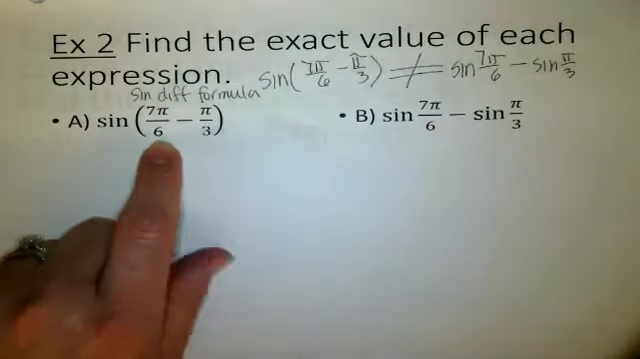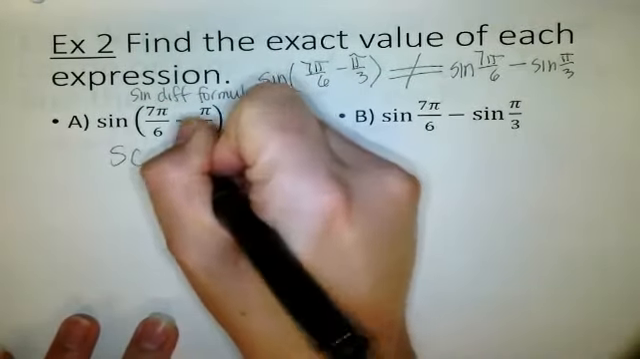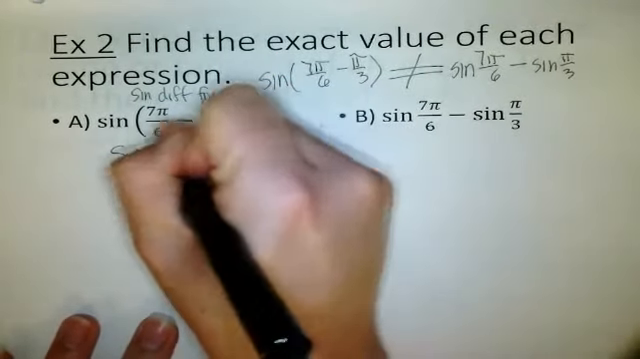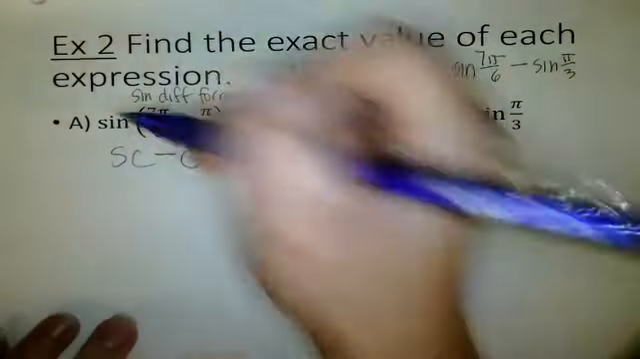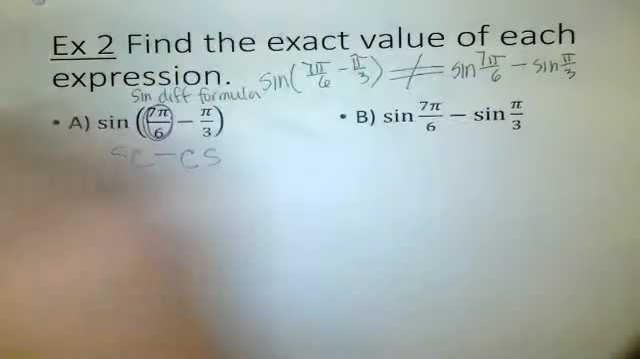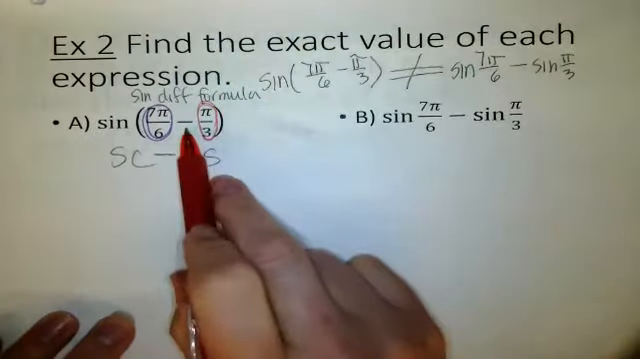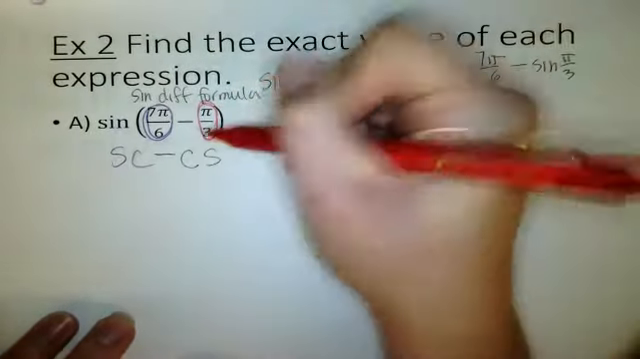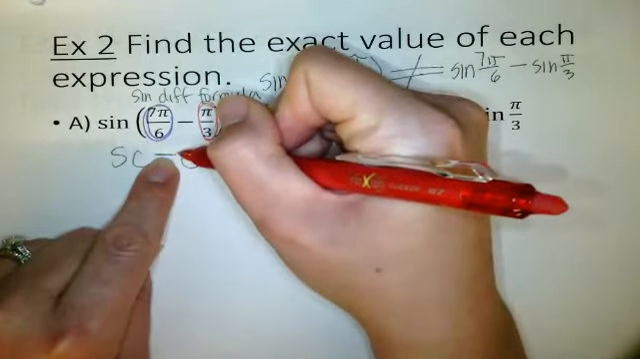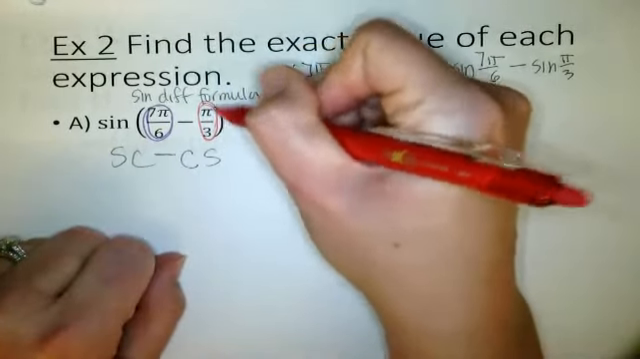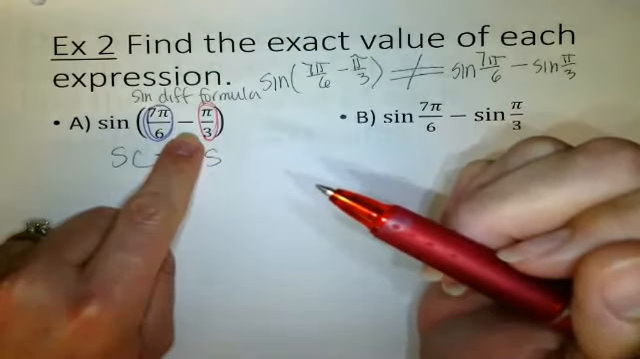What is our pattern for the sine difference? Sine, cosine, cosine, sine, keep the sign. All right, so my first angle here is 7 pi over 6. My second angle is pi over 3. Now you'll notice this was a subtraction. I am keeping the sign, which means I don't have to worry about it. The second angle here is not a negative pi over 3. Does that make sense to you?